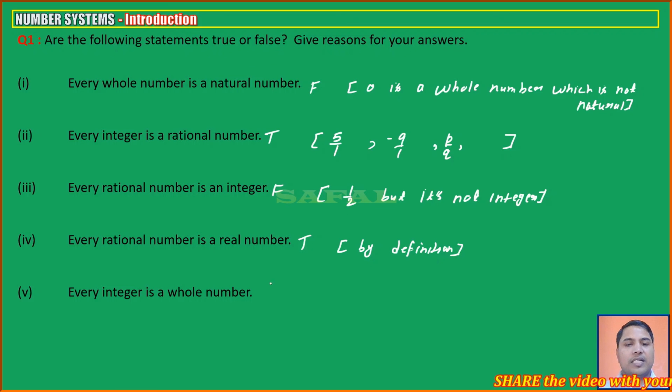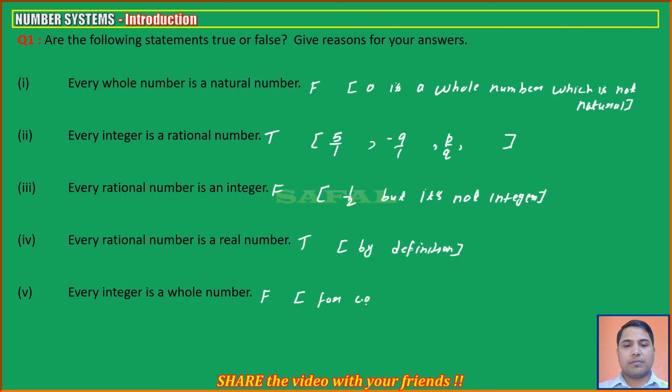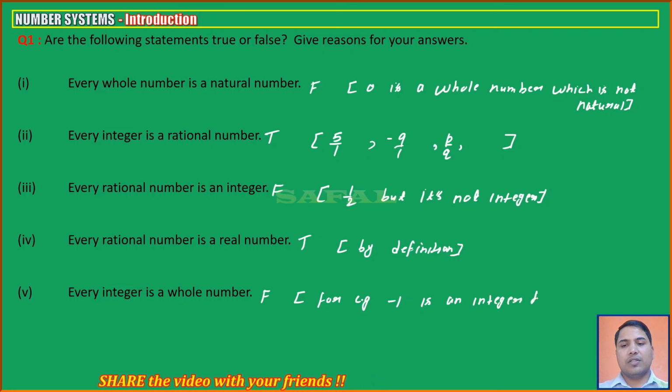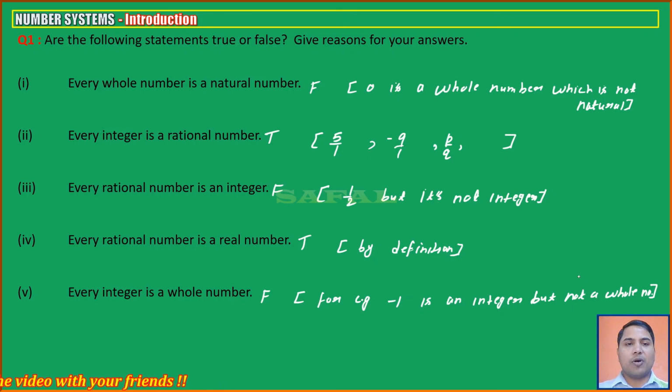Then every integer is a whole number. Now, is every integer a whole number? No. We have negative integers which are not there in the whole number list. So this is going to be a false statement. Reason you can give, for example, -1 is an integer but not a whole number. So this is all about number system.